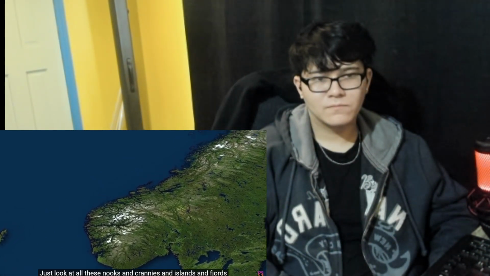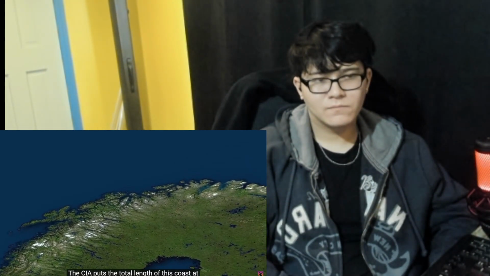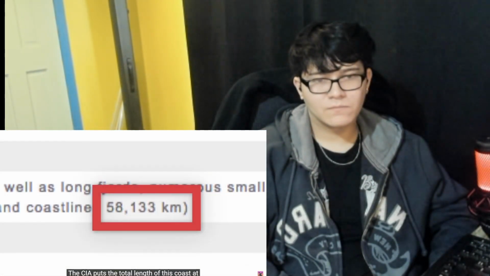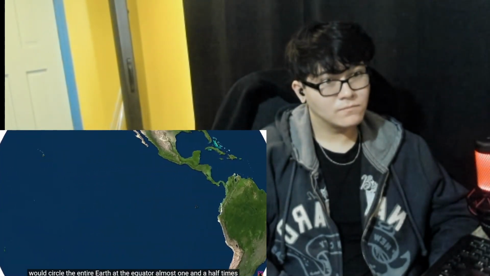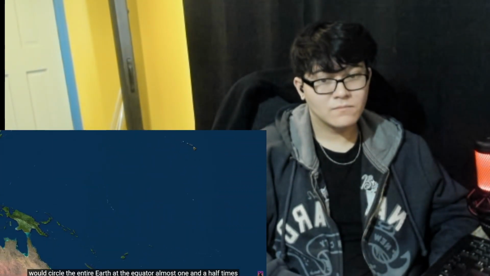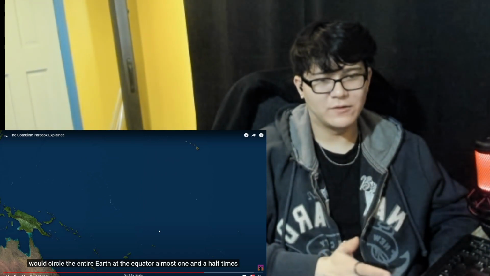Just look at all these nooks and crannies and islands and fjords. The CIA puts the total length of this coast at 58,133 kilometers, which, if you stretch that out all in a vertical line, would circle the entire Earth at the equator almost 1.5 times. Okay, so I don't think this makes sense. I think we need a more standardized measure.